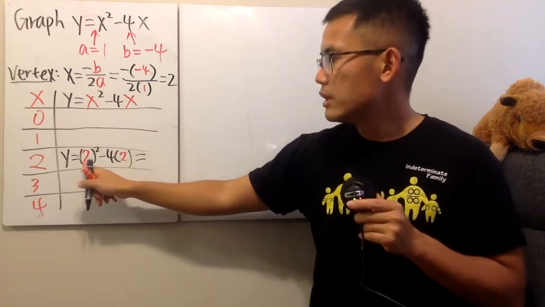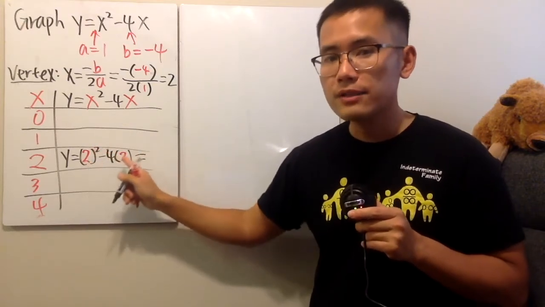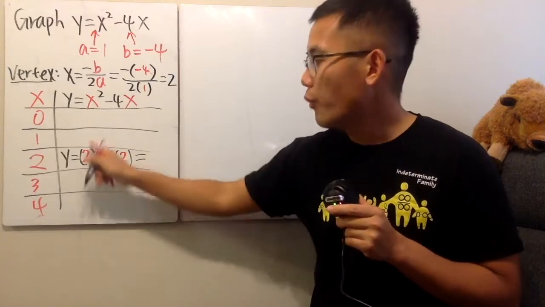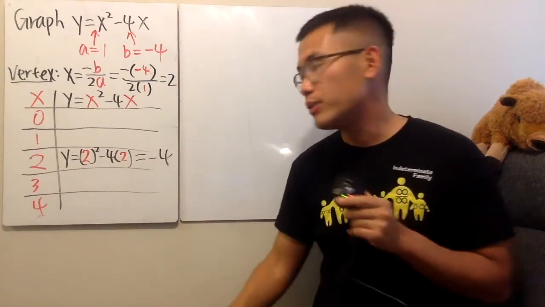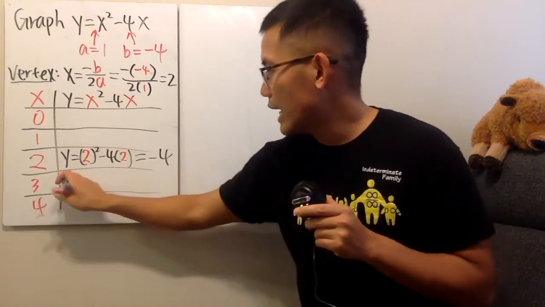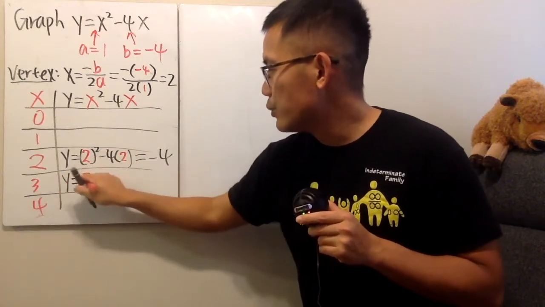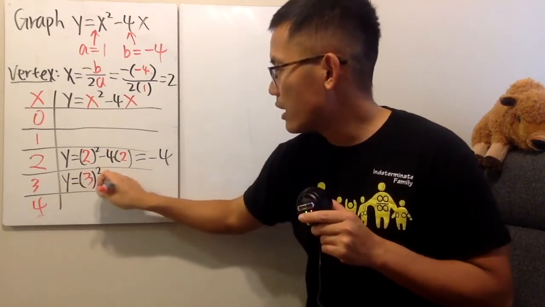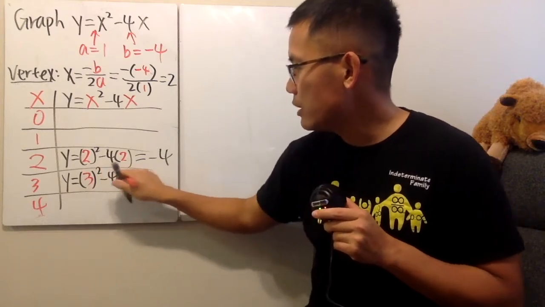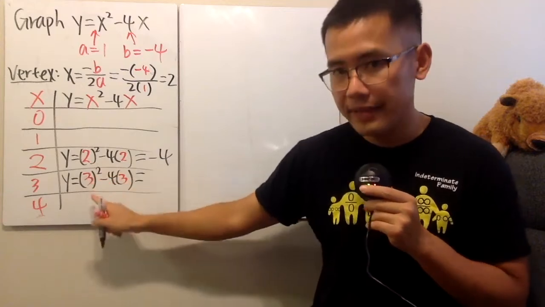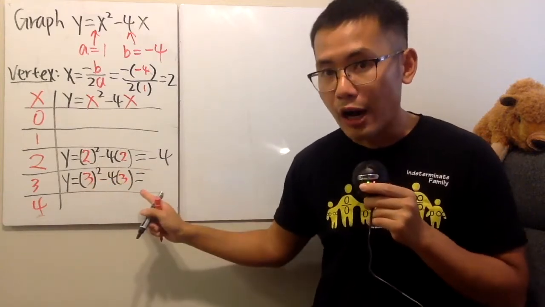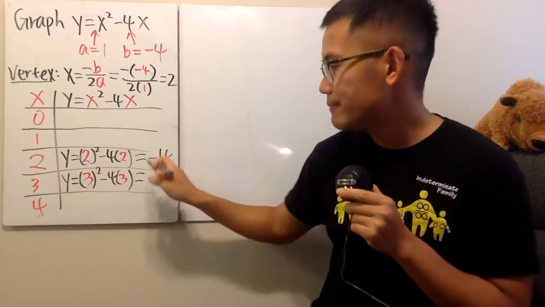Work this out. 2 squared is 4 minus 4 times 2, which is 8. 4 minus 8, we get negative 4. And then continue. Put 3 in here. So we have y equals 3 squared minus 4 times 3. And that's equal to, well, this is 9 minus 12. So we get negative 3.